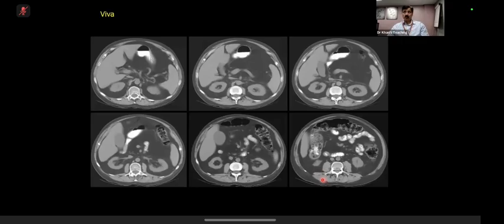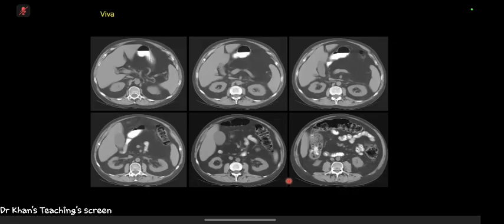Yes, candidate 6, over to you. All right, so these are axial CT images with oral contrast. There is lipomatous transformation of the pancreas. The most common pathology to do this is cystic fibrosis.